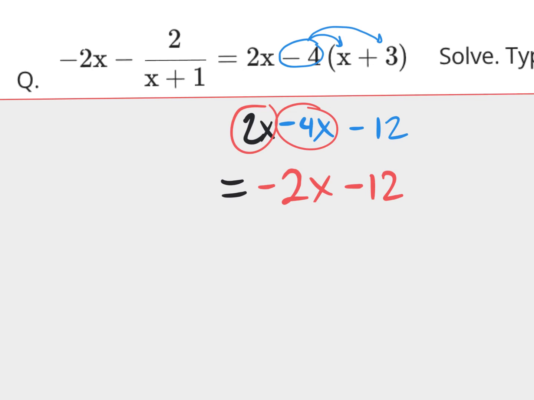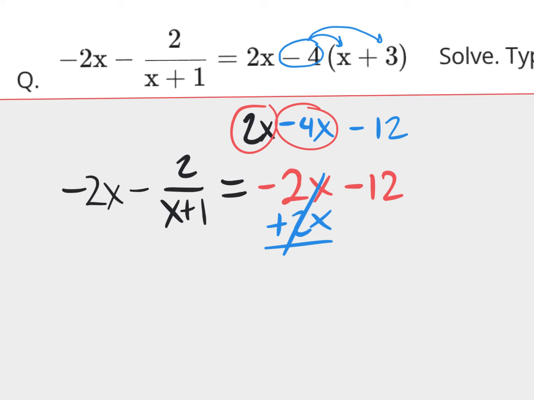Now let's look at the left side and just rewrite it. So I have a minus 2x. I have a minus fraction 2 over x plus 1. And we need to get x's by itself on one side. The problem is we have an x over here and an x right here and an x down here. So let's begin with the simple negative 2x. I could get rid of this negative 2x by adding 2x. That'll get rid of it.